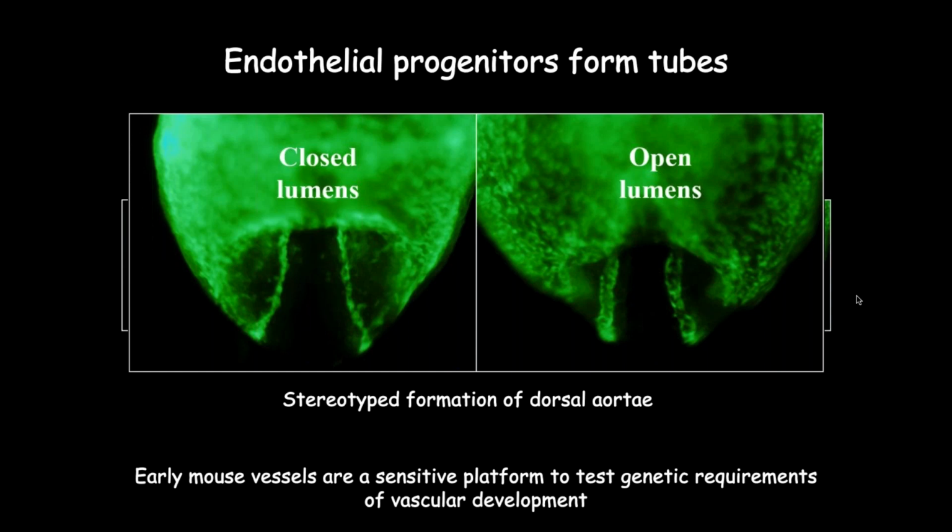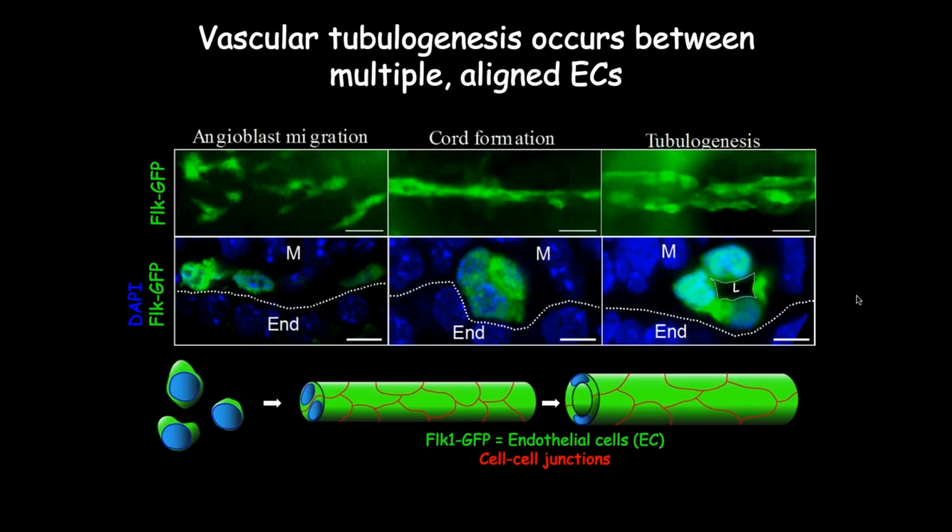But we're going to focus on the dorsal aorta in this talk, which are these two parallel cords, and then as they open up lumens, two parallel tubes. So here's a close-up on one of those aortae. In this process, we're seeing three sets of panels: angioblast migration, cord formation in the middle column, and then tubulogenesis in the right-hand column. Under the top panels, you can see a whole mount view, very similar to the previous slide, with these angioblasts migrating around. And the bottom panels show a cross-section of this process, where you can see these endothelial cells separated from each other but migrating around.